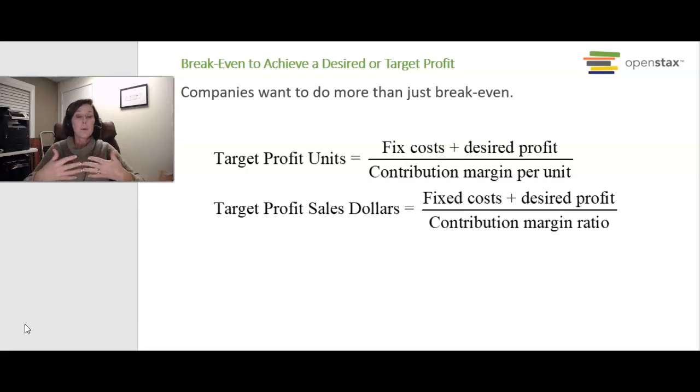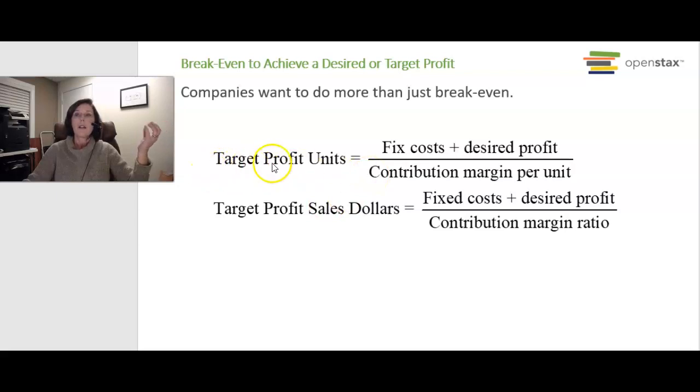And this is important not only because management may be setting targeted sales goals for the sales force to meet, but there also may be investors, and investors may have an expectation of certain profit targets being met. And so a company needs to know what sales need to be in order to hit profits. And this is the way to calculate that.